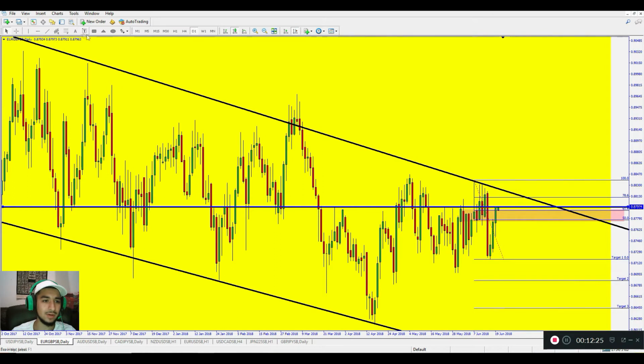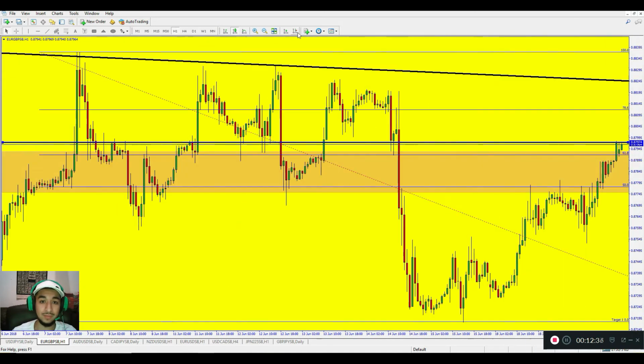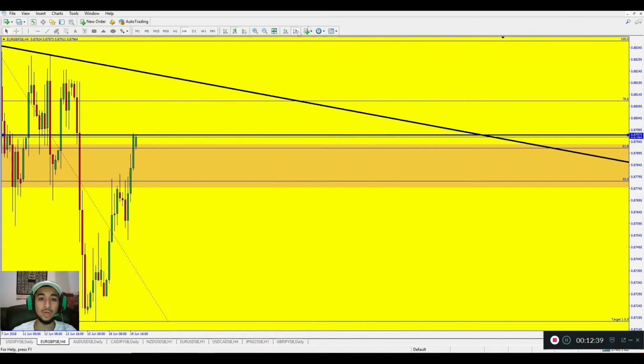Okay, we can see how the market has been acting as a resistance in this vicinity over here, and the market is currently within this vicinity. So what I'm waiting for is a rejection in this vicinity, and I'm waiting for that rejection on the lower time frames. I want to see that rejection on the 1 hourly, on the 4 hourly.